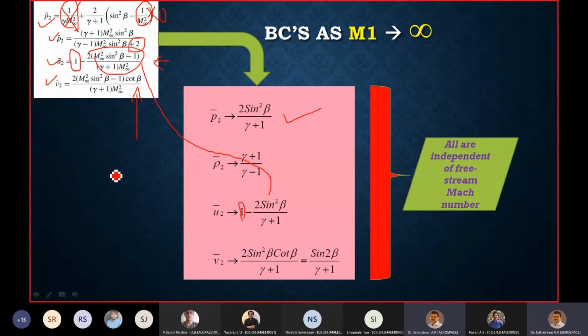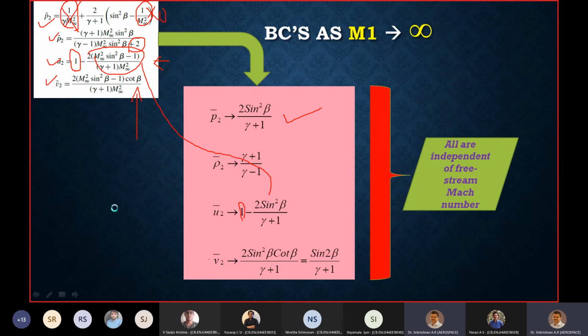But when we extend to the hypersonic limit, as the Mach number increases, they become less and less dependent on the free stream Mach number, and eventually we can say that for high Mach number flows, high hypersonic flows, they are practically independent of Mach number. So the boundary conditions after the shock are independent of Mach number. Okay, that's what we conclude from here.